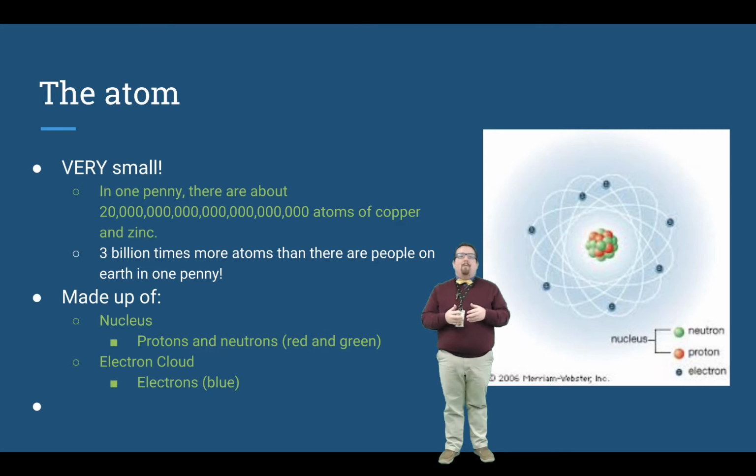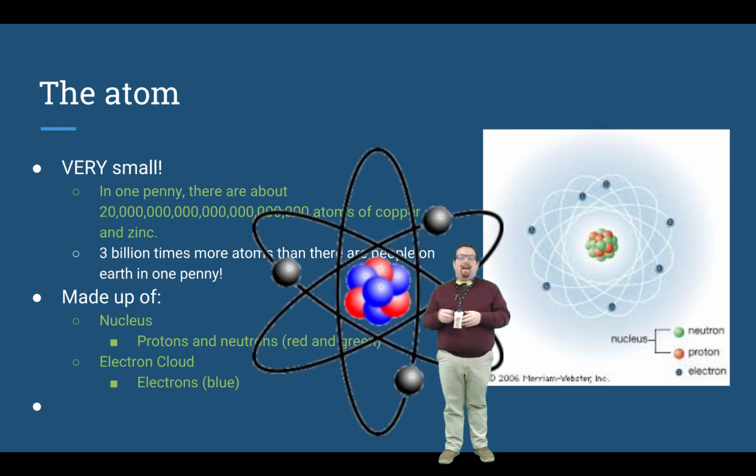When we think of an atom, we have to think on a very tiny scale. For example, there are approximately 20 sextillion, that's 21 zeros after the 20, atoms in every single penny. If it helps, that's 3 billion times more atoms in a penny than there are people on Earth. The atom is made up of two parts, the nucleus, which exists in the center of the atom and holds all of the atom's mass, and then there's the electron cloud, which exists around the nucleus.